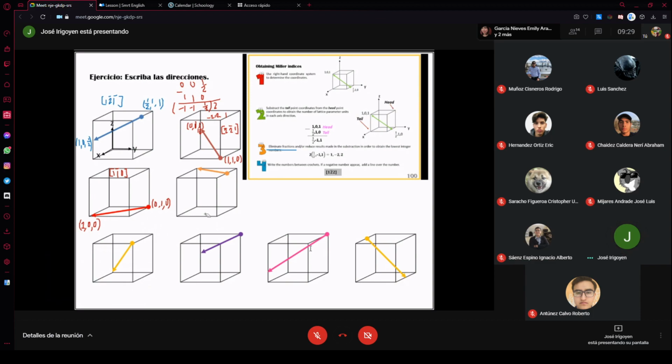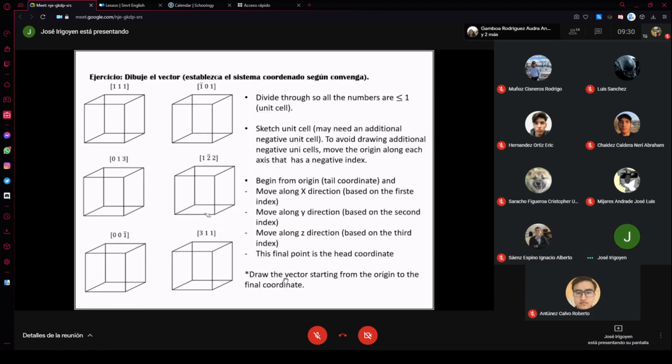Now, there's the second part of the exercise. In this case, you have to obtain the mirror index. In the other case, you're going to draw the vector. And you're going to establish the coordinate systems as your convenience, right? So you have the mirror index. In this case, you're going to trace the vector.